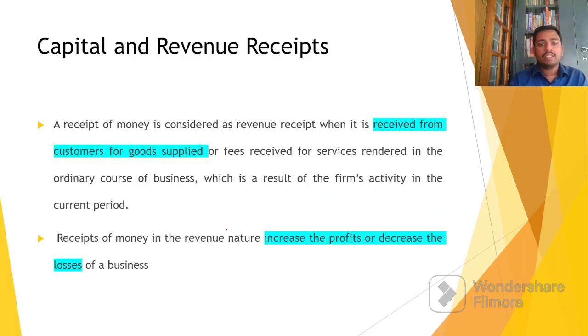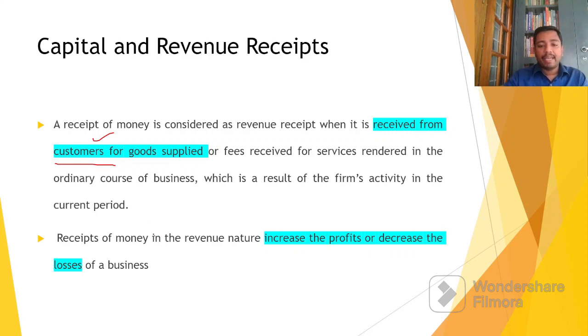Now the second one is, what do you mean by a revenue receipt? The revenue receipt is also money received, but the money is received from the customers against the goods supplied to them. Such type of receipts are known as the revenue receipts, and they are short term in nature, they are recurring in nature.